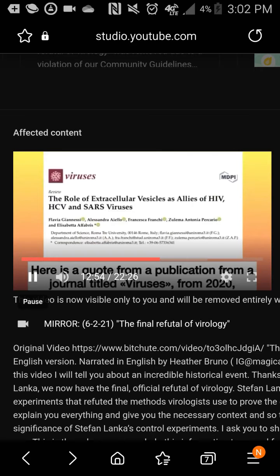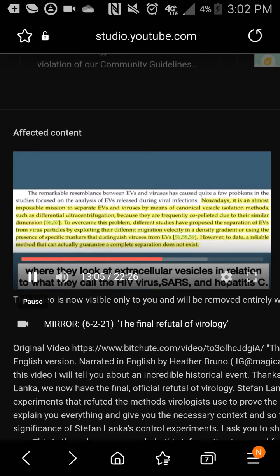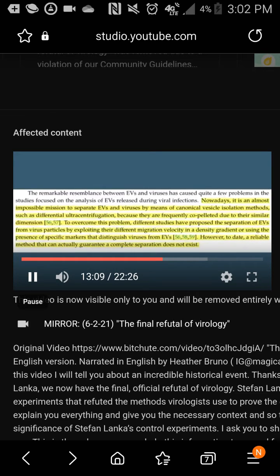Here is a quote from a publication from a journal titled Viruses from 2020, where they look at extracellular vesicles in relation to what they call the HIV virus, SARS, and hepatitis C. "Nowadays, it is an almost impossible mission to separate EVs and viruses by means of canonical vesicle isolation methods, such as differential ultracentrifugation, because they are frequently co-pelleted due to their similar dimension. To overcome this problem, different studies have proposed the separation of EVs from virus particles by exploiting their different migration velocity in a density gradient or using the presence of specific markers that distinguish viruses from EVs. However, to date, a reliable method that can actually guarantee a complete separation does not exist."